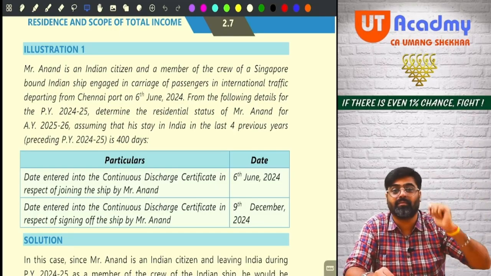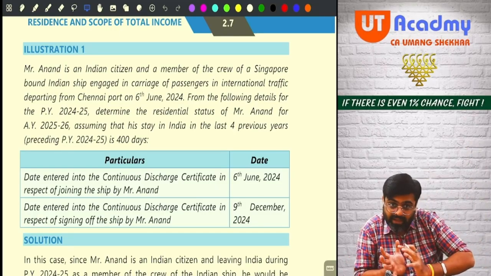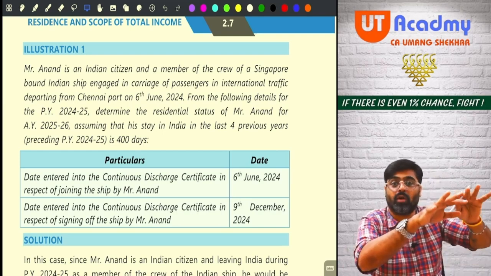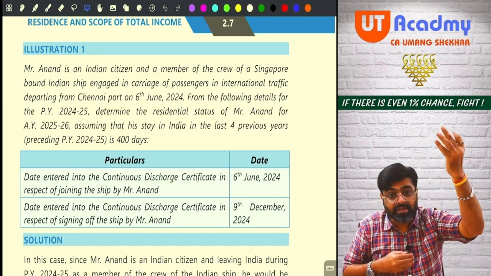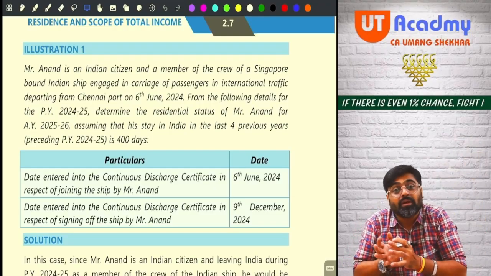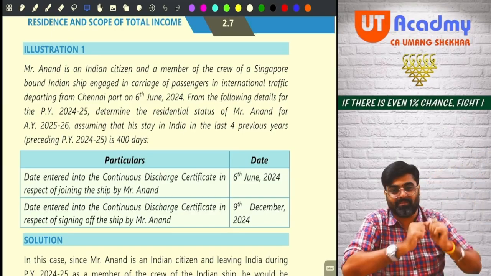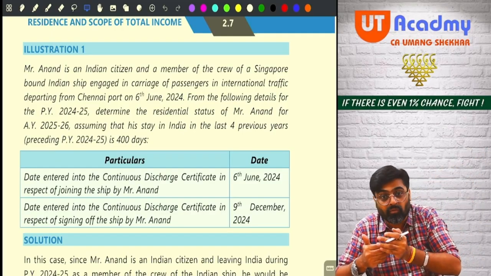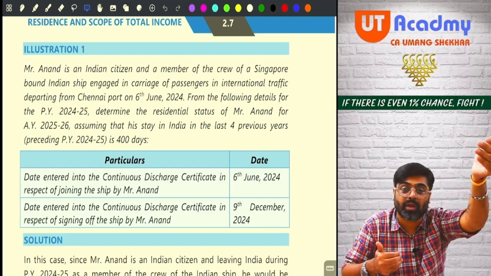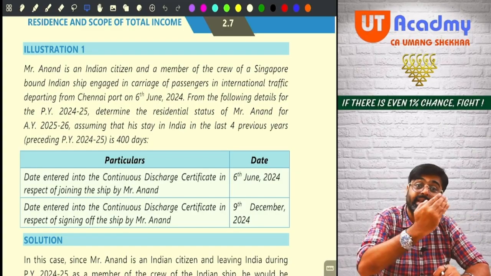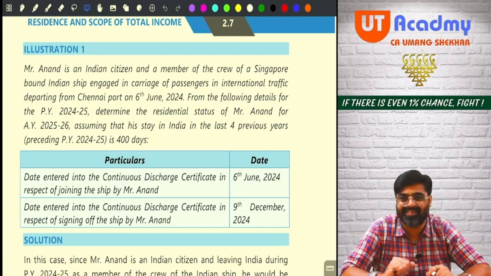Foreign-bound Indian ship means an Indian ship which will be traveling through international waters to reach a port outside India. So the ship is a foreign-bound ship. Foreign-bound ship means that ship is going from one port in India to another port outside India. And that foreign-bound ship is an Indian ship.